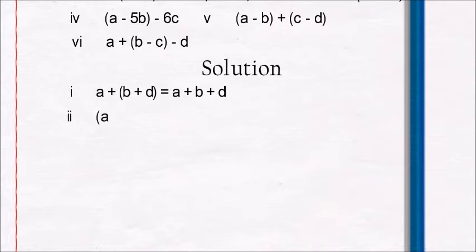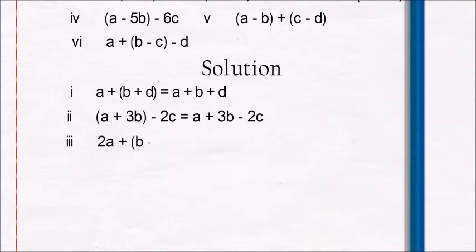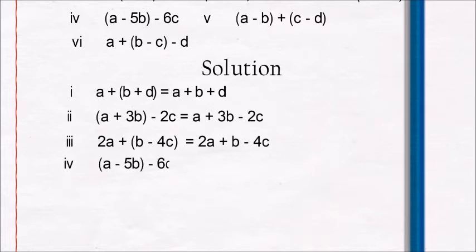2. Open bracket A plus 3B close bracket minus 2C will give us A plus 3B minus 2C. 3. 2A plus open bracket B minus 4C close bracket, and we have 2A plus B minus 4C. 4. Open bracket A minus 5B close bracket minus 6C. If we remove the brackets, we have A minus 5B minus 6C.